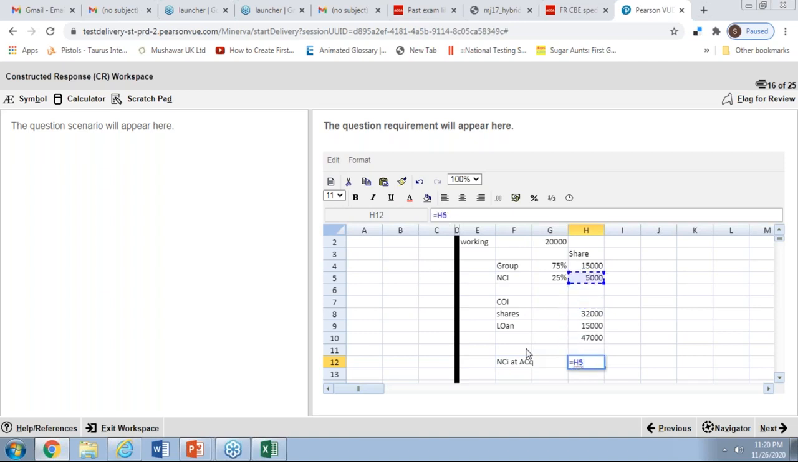The NCI has acquired 5,000 shares and each share of the subsidiary company is 1.8. So the total value will be this amount plus this amount. So 56,000 is the total value.